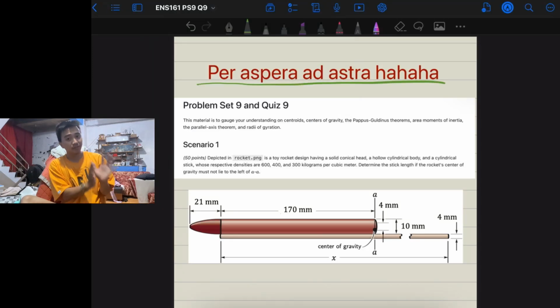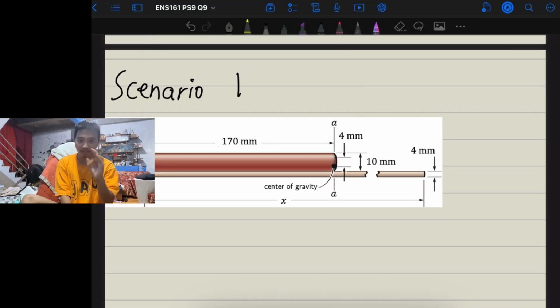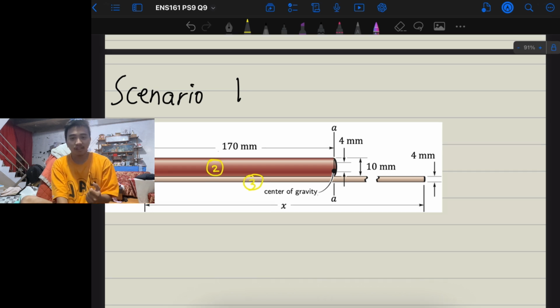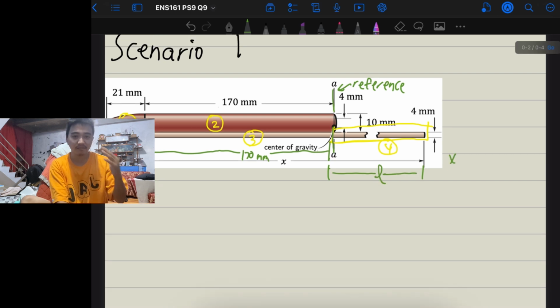So we will speed up the solution, and I hope you bear with me. We have scenario 1, three known shapes and one unknown. Make sure the left side of the reference line is the negative side and the right side of the reference line is the positive side.